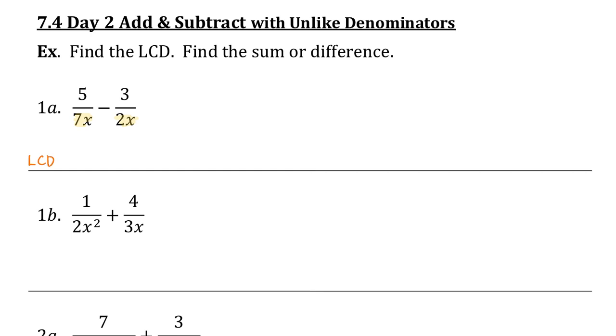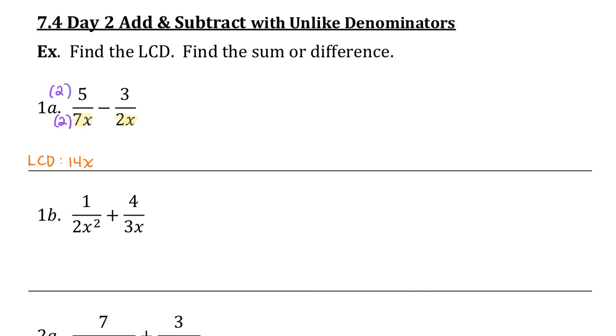The least common denominator for 7 and 2 would be 14. Since they each have an x, my least common denominator is going to be 14x. Now I need to find out what I need to multiply this denominator by to make it 14x. So since it's 7x, I need to multiply by 2. If I multiply the denominator by 2, I need to multiply the numerator by 2.